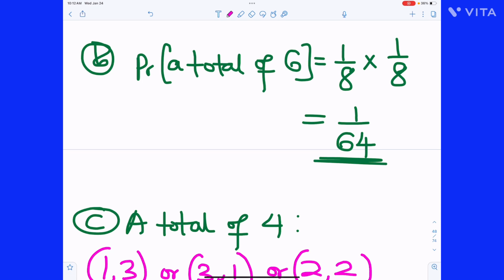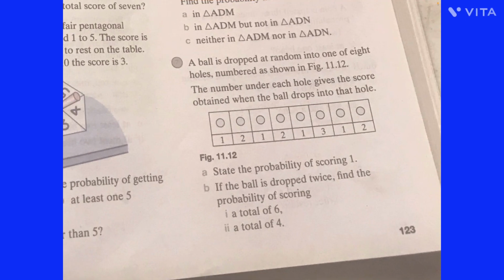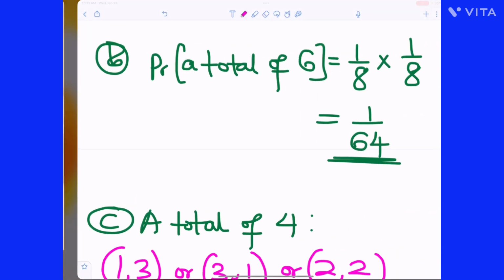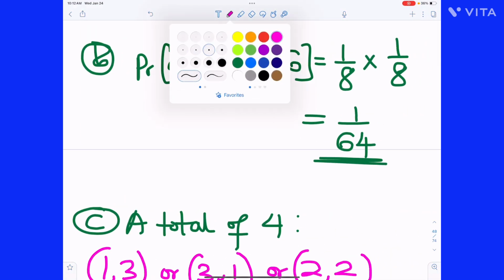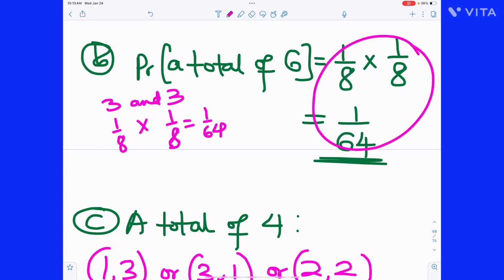Okay, we don't need a table for that. Let me check very well. The only way to score a total of 6 is to score 3 twice: 3 the first time, and 3 the second time. The probability of scoring 3 the first time is 1/8, and the probability of scoring 3 the second time too is 1/8. So that gives us 1/64. I think that's what we explained.